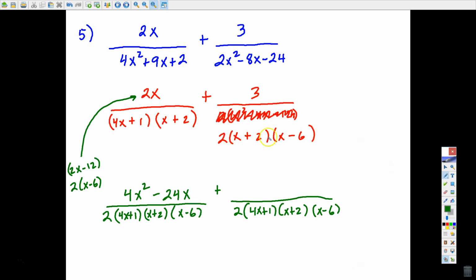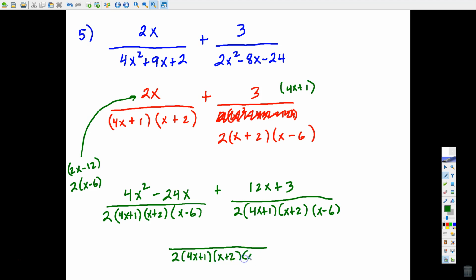So let's divide red into the green LCD. Everything cancels, if you notice, except for 4x plus 1. 2 cancels, x plus 2 cancels, x minus 6. So whatever doesn't cancel, we need to multiply by 3. So 4x plus 1 is going to multiply by 3, and that gives us 12x plus 3. And now we combine the numerators all over our common denominator.